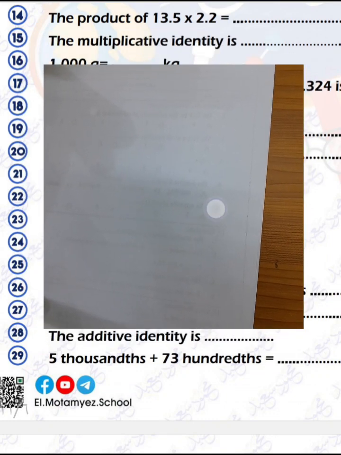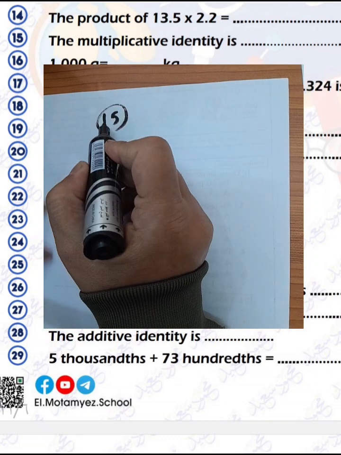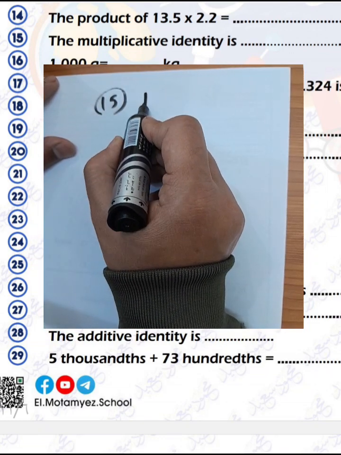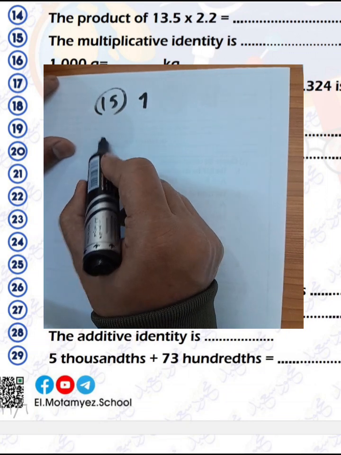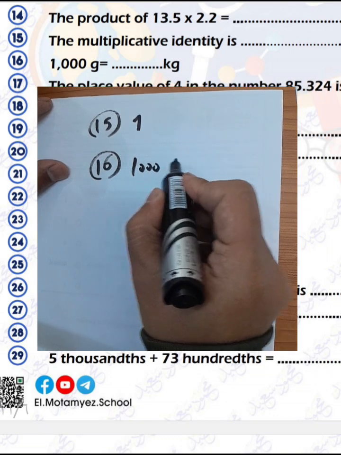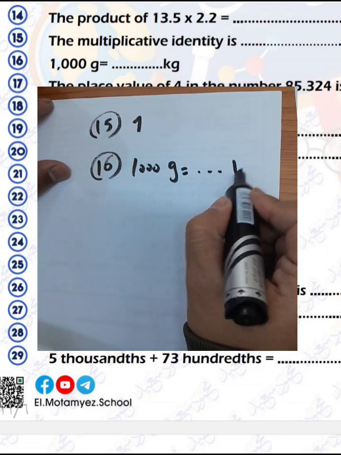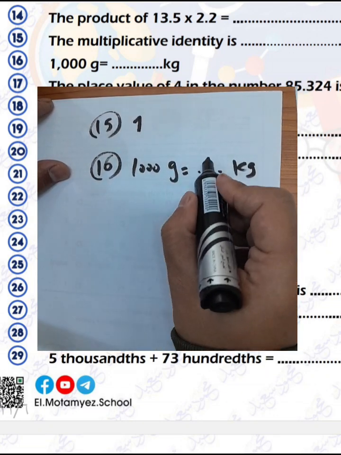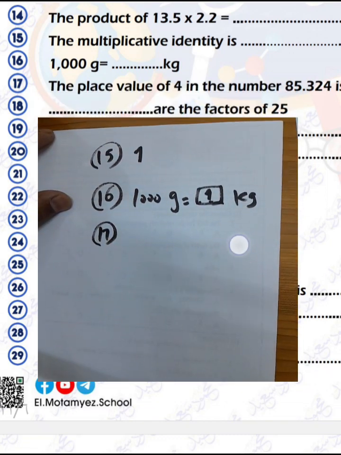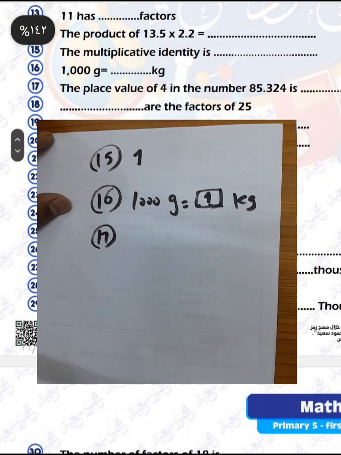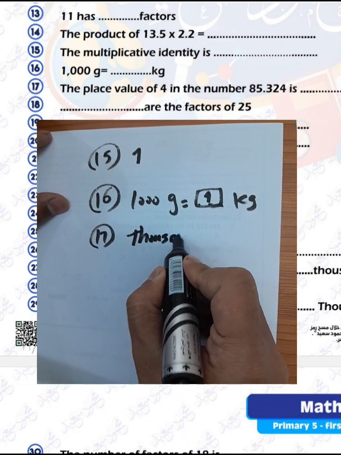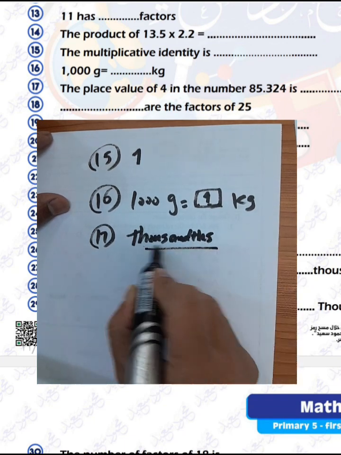Question number 15. The multiplicative identity, it will be what? It will be 1. But the additive identity is 0. Question 16. 1000 gram equals blank kilogram, divided by 1000, it will be 1 kilogram. Question 17. The place value of 4 in the number here, 4 lies in thousandths.